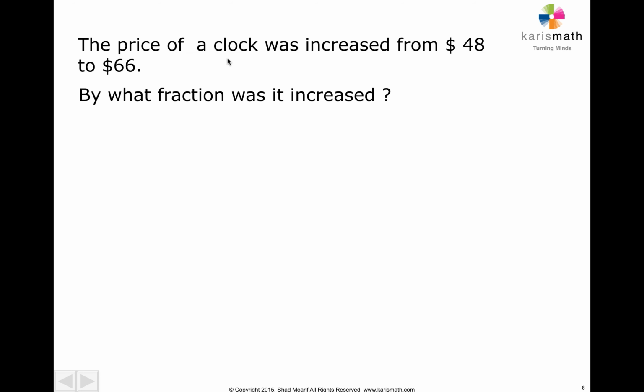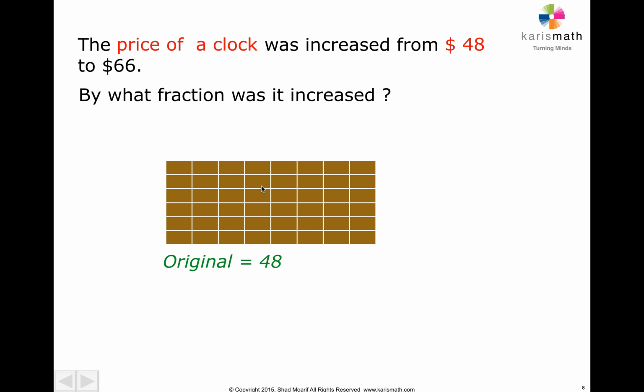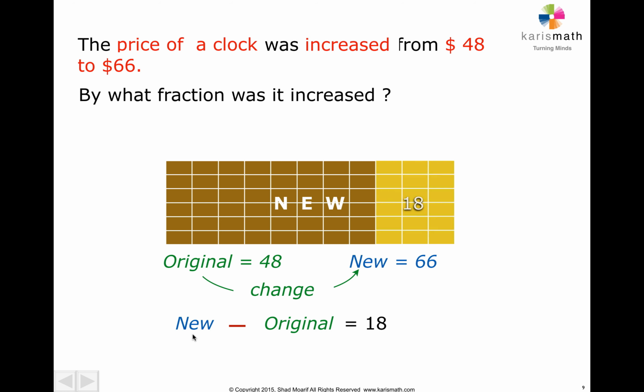You got that? So if you have a price of a clock, it was increased from $48 to $66. That's $48, the original amount. And it was increased to $66. That means the new one is $66, this whole thing. That means the difference or the increase or the change, whatever, is 66 take away 48. The new one is 66, that's the larger one. And you take away 48 and you'll get the difference of 18.